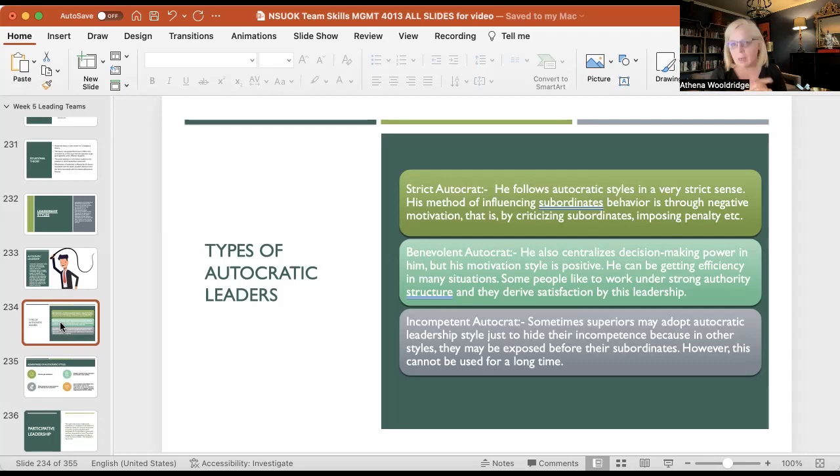Okay, what about the incompetent autocrat? Sometimes this happens where you have an incompetent autocrat. Maybe they do not necessarily have the skills to be in a leadership position. Sometimes you find this with situations of nepotism. And I'm going to turn my fan off.